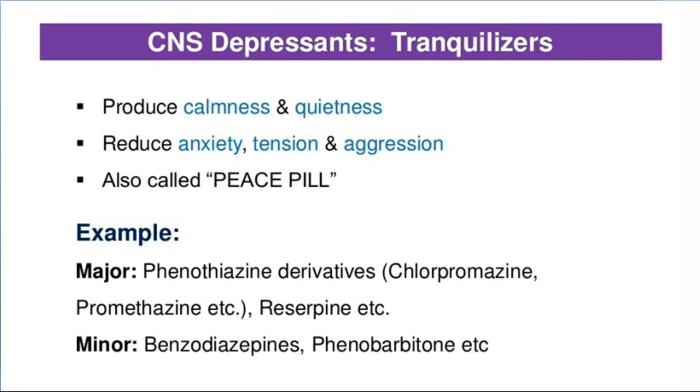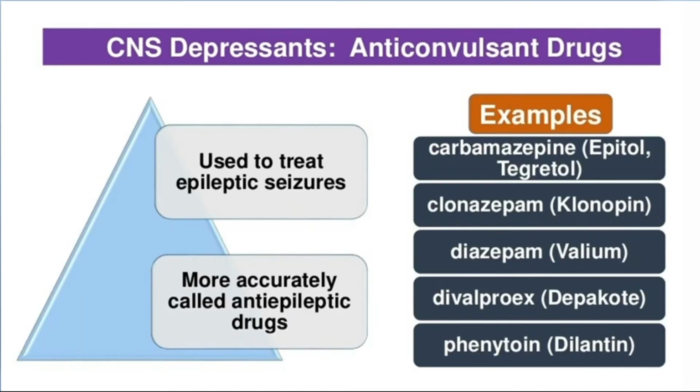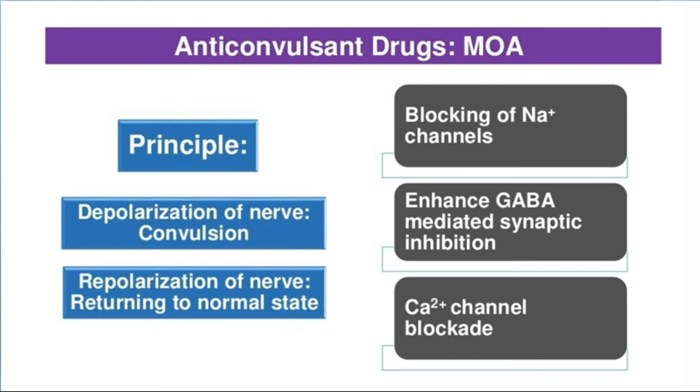Benzodiazepines and phenobarbital are minor tranquilizers. CNS depressants, anticonvulsant drugs, are used to treat epileptic seizures and are more accurately called anti-epileptic drugs. Examples: carbamazepine, clonazepam, diazepam, divalproex, phenytoin. Anticonvulsant drugs, mechanism of action, principle: depolarization of nerve, convulsion, repolarization of nerve, returning to normal state. Blocking of Na plus channels, enhancing GABA-mediated synaptic inhibition, calcium 2 plus channel blockade.